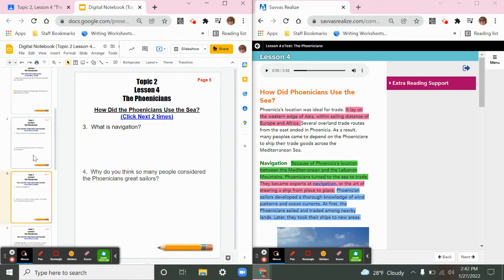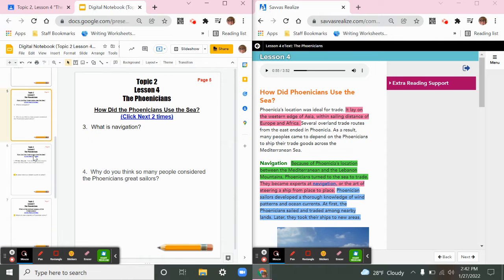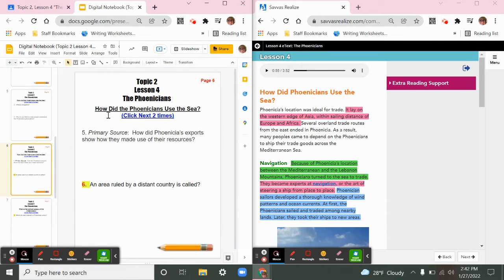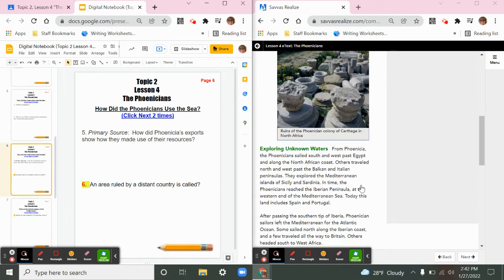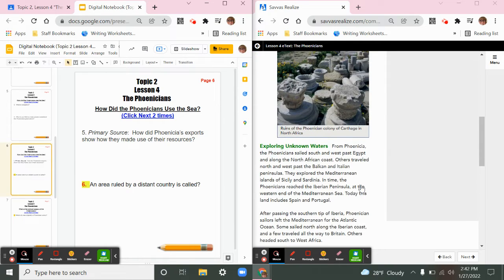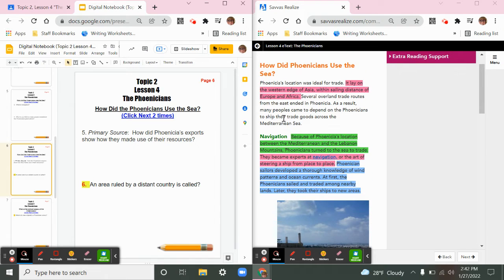So moving on to slide number 6. We are still on how did the Phoenicians use the sea? So it's still at the bottom of this page. Okay, so let's press play.